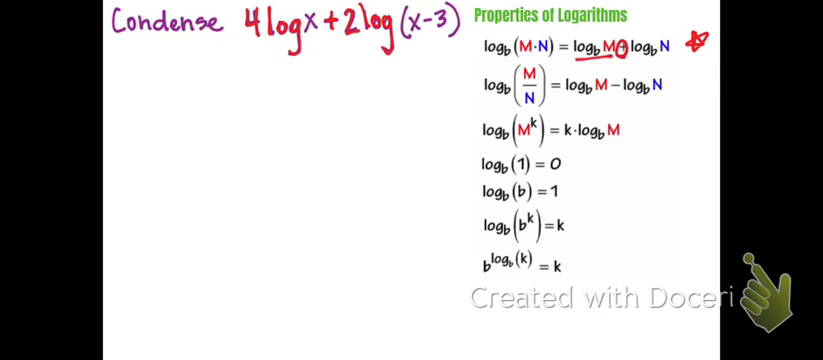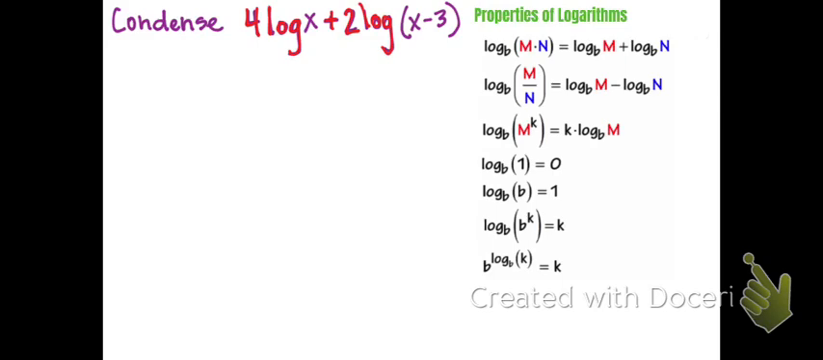The log of something plus the log of something equals the same as the log of those two things being multiplied together. We can do that, but notice that there is no coefficient in front of the logs like we have in ours. So our first step is to get rid of those coefficients, the 4 and the 2.